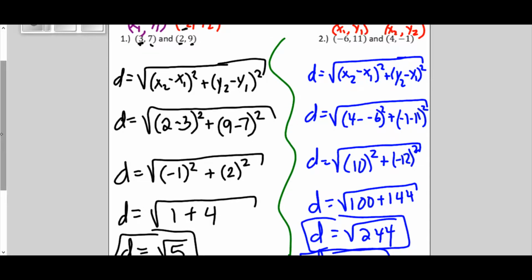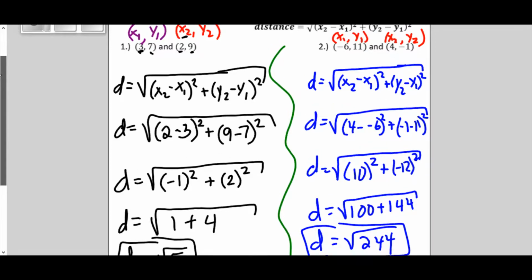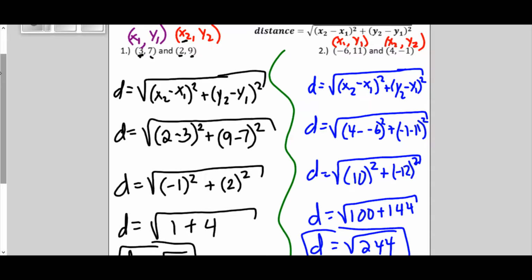So hopefully you gave this one a try. In number 2 here, when you label your points, the first point I have negative 6 comma 11 labeled as x1, y1, and the second one I have labeled as x2, y2, it's 4 comma negative 1. Then I just plug those into my distance formula. So the first one I got 4 minus negative 6 plus negative 1 minus 11.